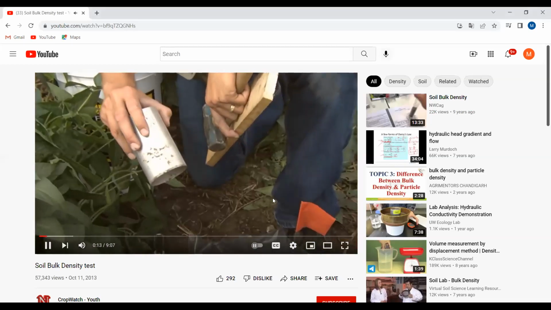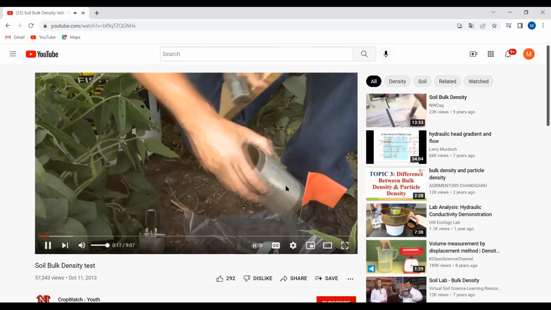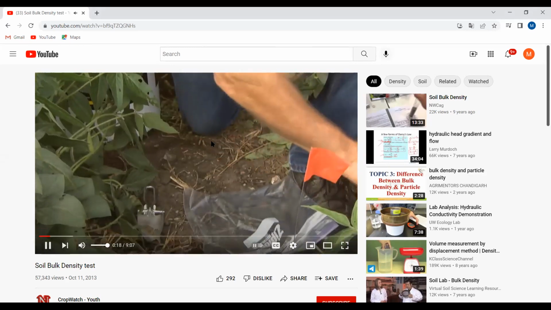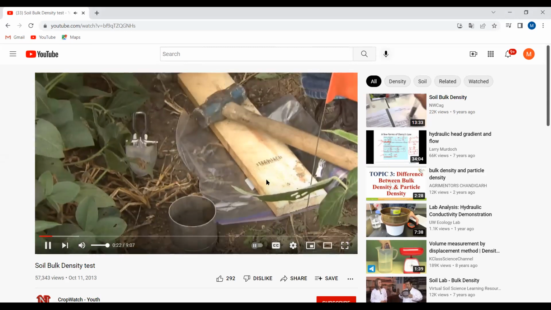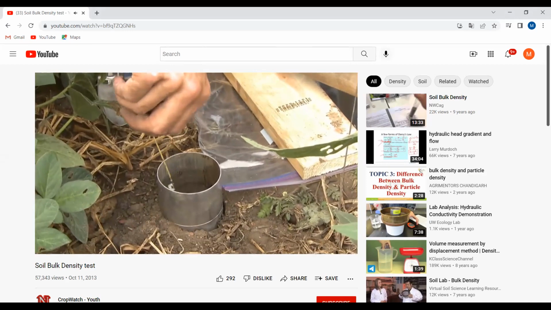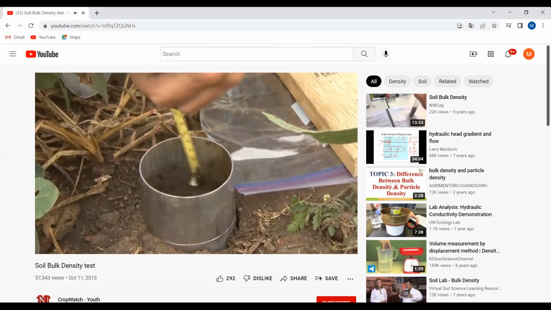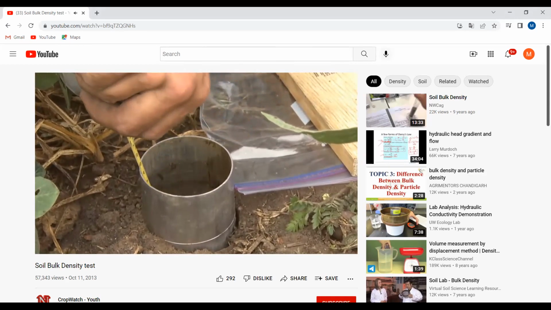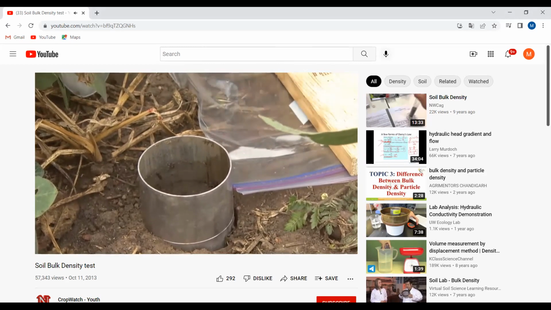So now I'm going to show you how to go ahead and remove that ring, and we do need to be a little bit careful. The other thing is to make sure, because we're measuring weight per unit of volume, that I've driven it evenly, so I'm right at 2 inches all the way around the edge, so my ring isn't crooked.